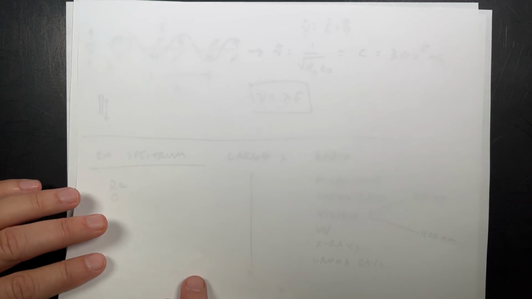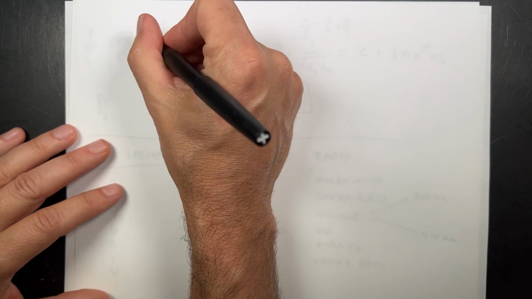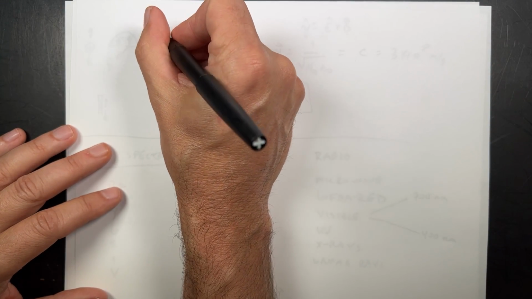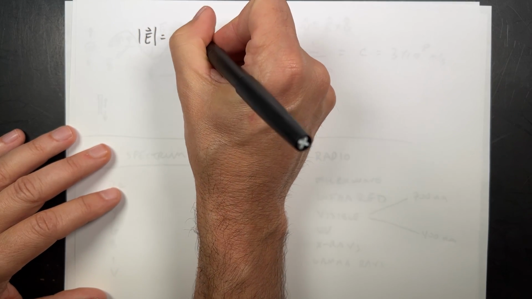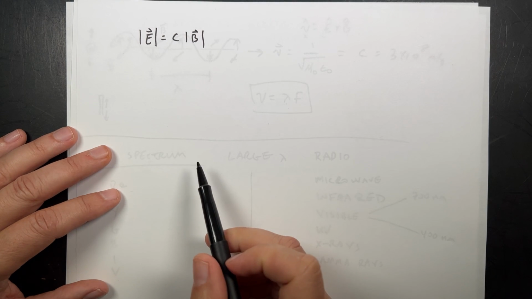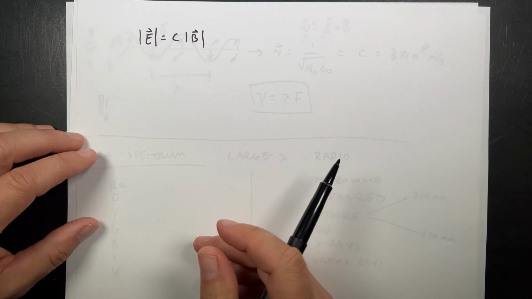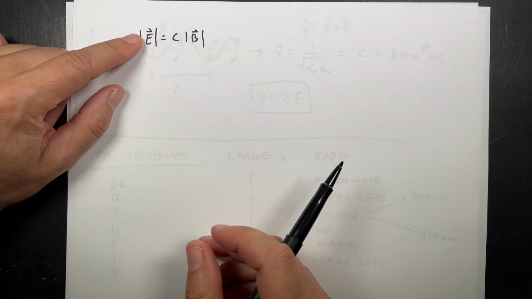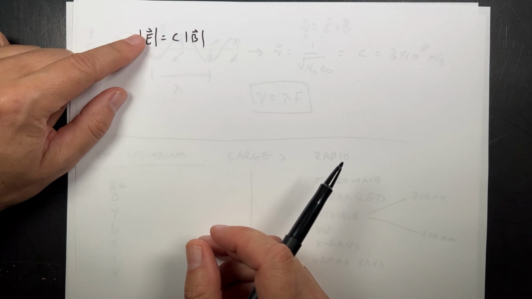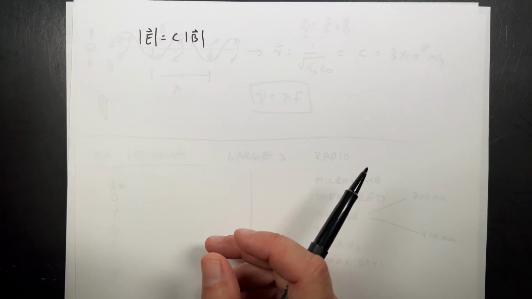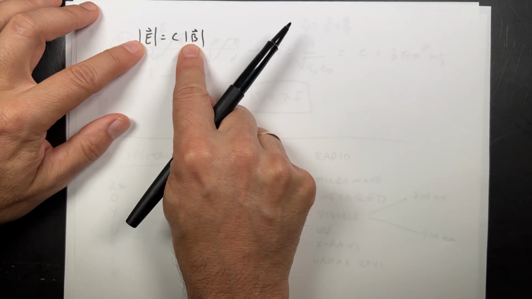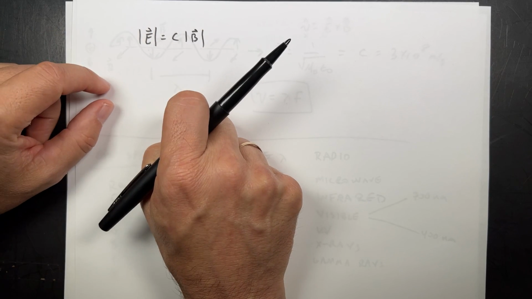This is an important one. The magnitude of the electric field is equal to c times the magnitude of the magnetic field. So they are related. You can't have just any value for electric. If you know the value of the electric field and it changes with time, right, it goes up and down, then you know the magnetic field, and they're in phase. So when this is the greatest, that's the greatest. When that's zero, that's zero.